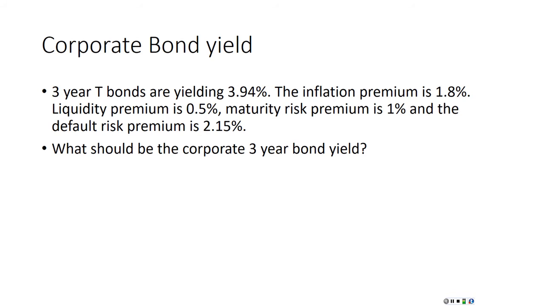Next, we determine a corporate bond yield. 3-year Treasury bonds are yielding 3.94%. The inflation premium is 1.8%. Liquidity premium is 0.5%, the maturity risk premium is 1%, and the default risk premium is 2.15%. What should the corporate 3-year bond yield be?